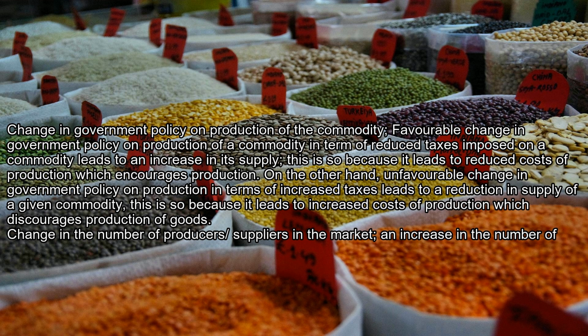Favorable change in government policy on production of a commodity, in terms of reduced taxes imposed on a commodity, leads to an increase in its supply. This is so because it leads to reduced cost of production, which encourages production. On the other hand, unfavorable change in government policy on production, in terms of increased taxes, leads to a reduction in supply of a given commodity. This is so because it leads to increased costs of production, which discourages production of goods.